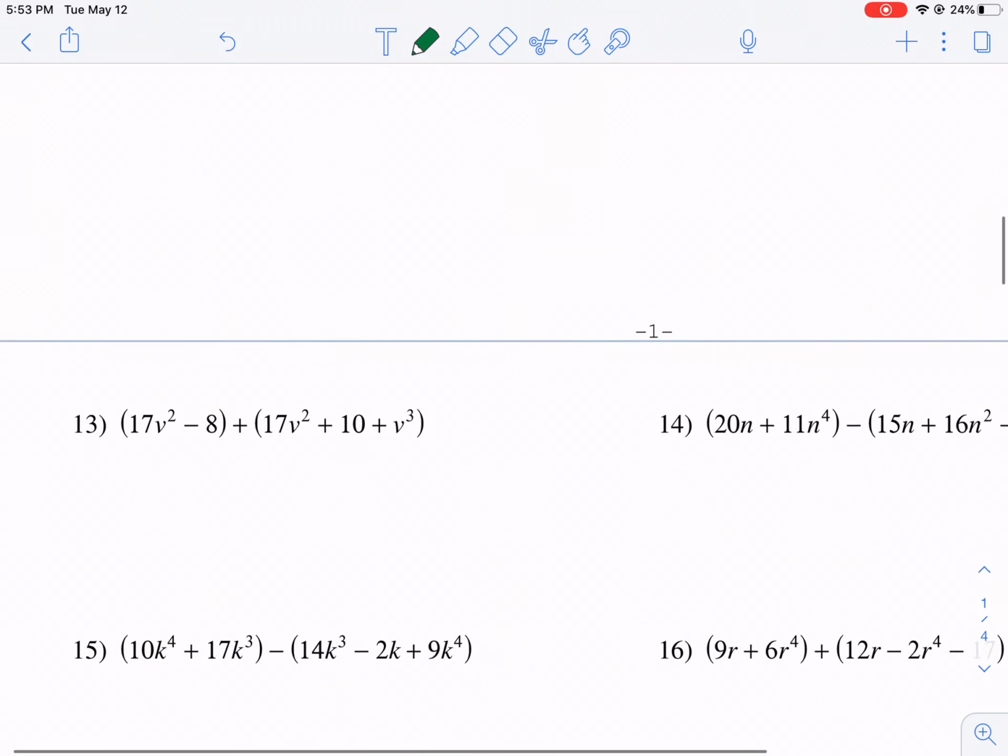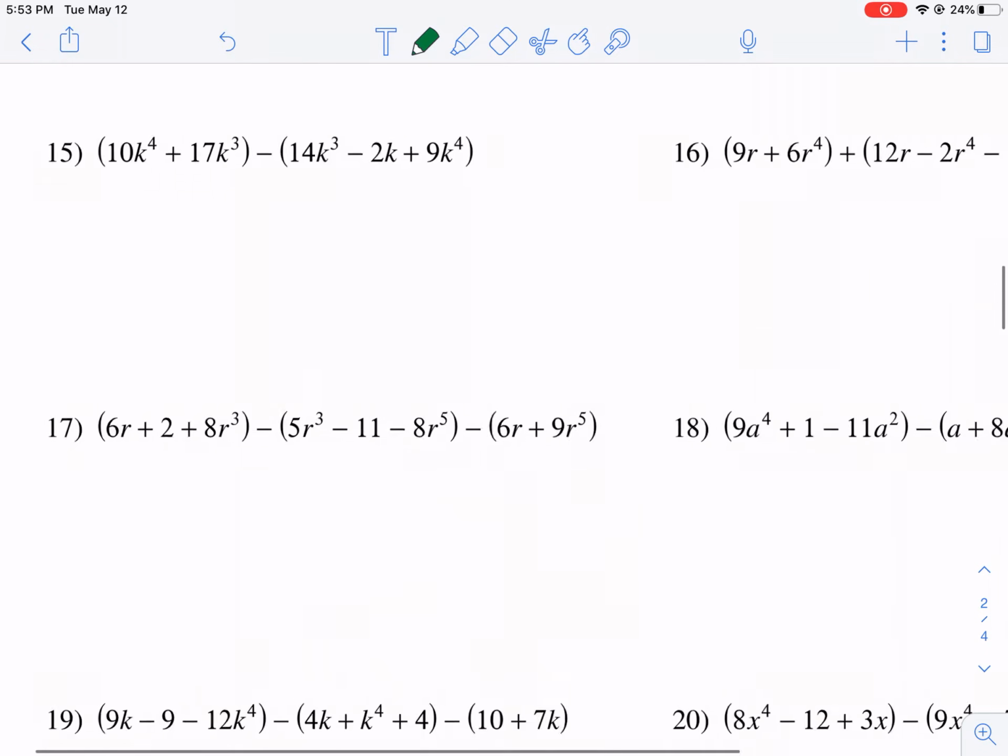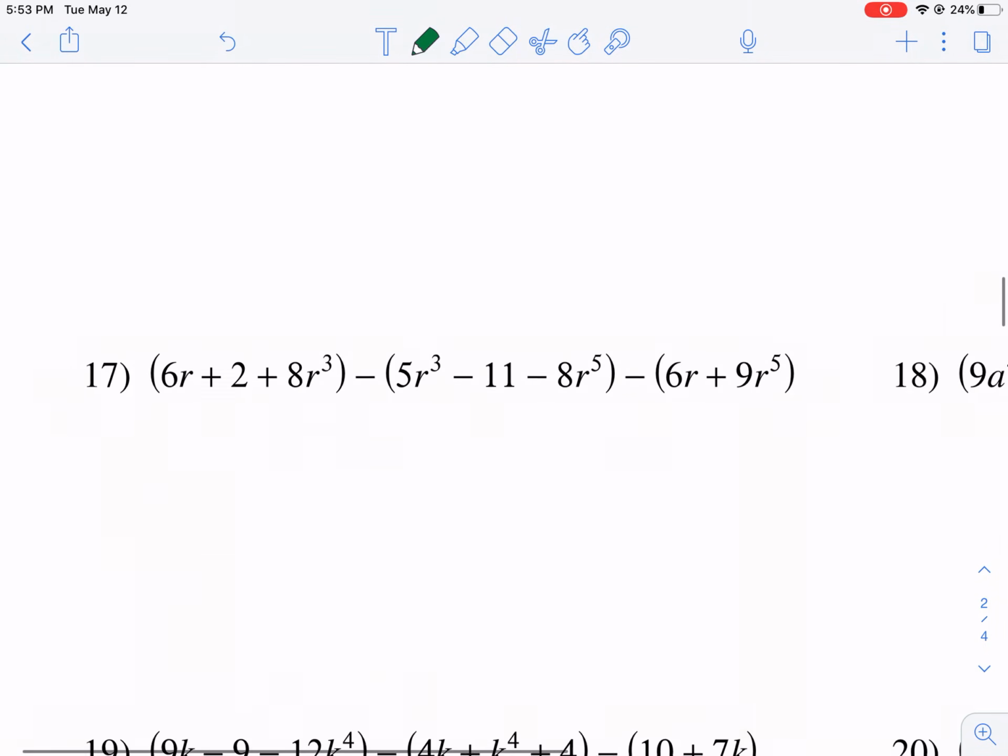Let's do one just to be thorough. Let's look for a really tough one. Let's say, all right, number 17 looks like a doozy. Let's go ahead and do that.